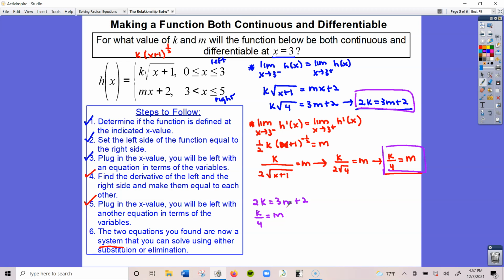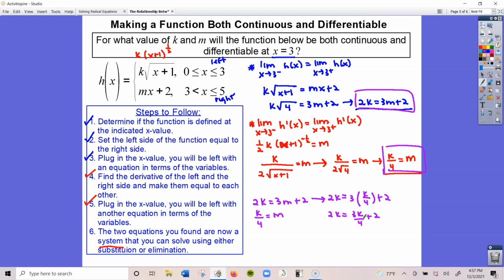You can use whichever method you'd like. Here I see that m is already solved for. So I'm going to go ahead and use substitution because I can plug in that k over 4 as m in the other equation. So this is going to become 2k is equal to 3 times m, which my m is k over 4, plus 2. If I distribute that 3, I get 2k is equal to 3k over 4 plus 2.